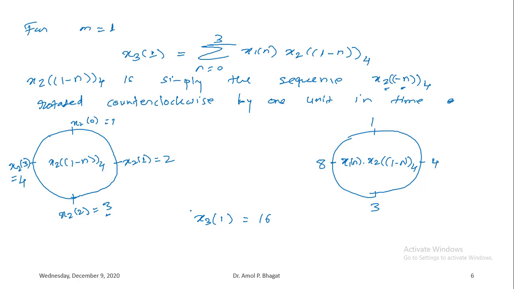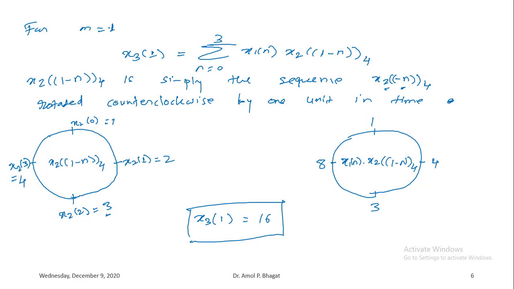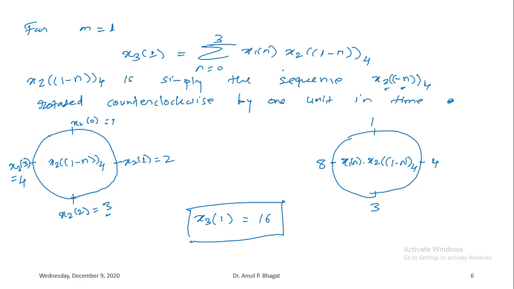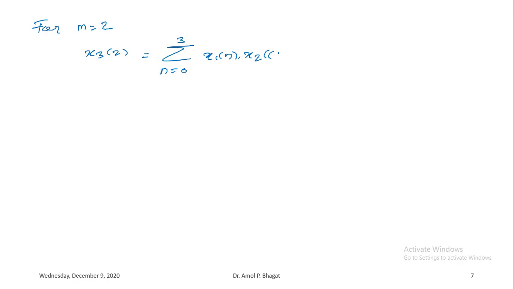Similarly for m equals 2, in the formula in place of 1 we will substitute the value 2. So it will be x3 of 2 equals summation n equals 0 to 3 of x1 of n multiplied by x2 of 2 minus n, in suffix 4. Again we'll be plotting it on a circle, x2 of 2 minus n in suffix 4.